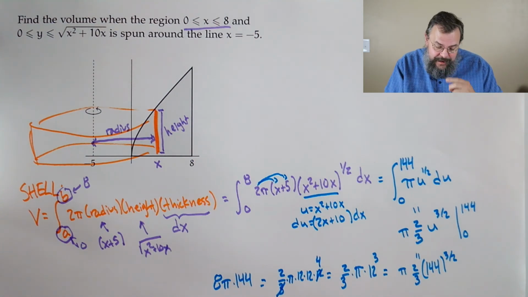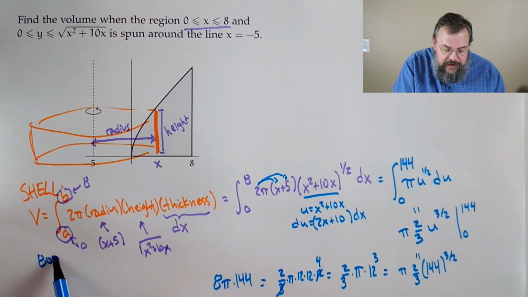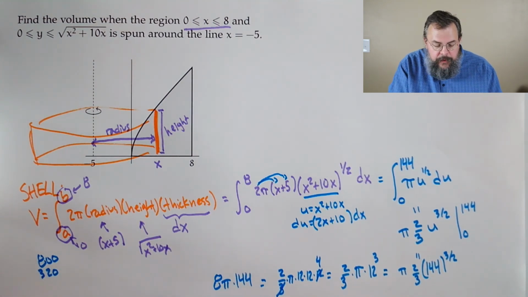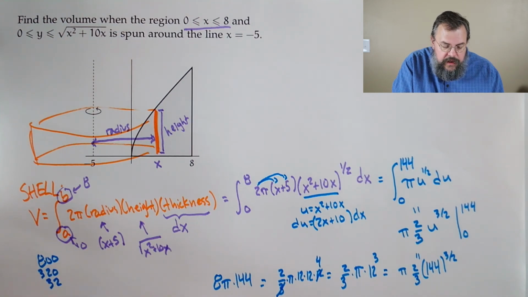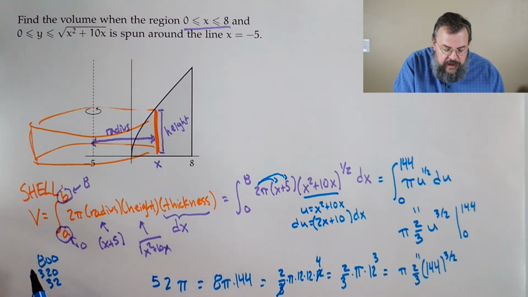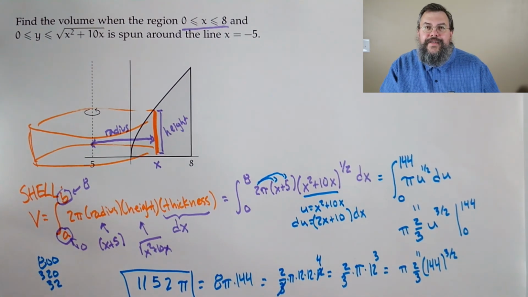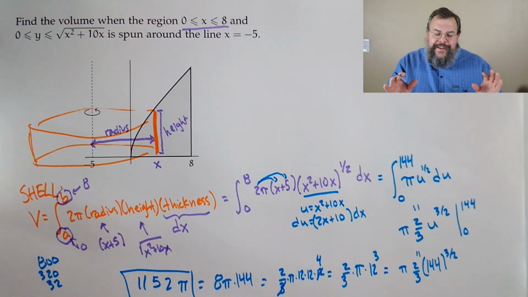144. All right, well, this is really a good chance to use your calculator. 8 times 100 is 800. 8 times 40 is 320. 8 times 4 is 32. And we add those up, and we get 1,152, and a pi on the end. 1,152 pi. There we go. Final answer. Beautiful. Good.